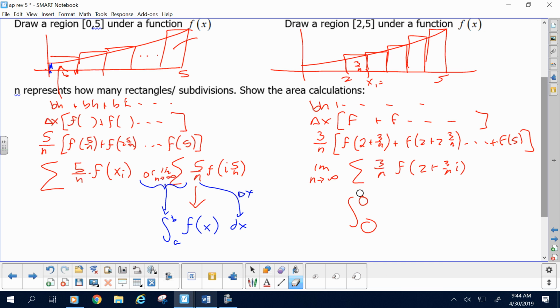So if I were writing the integral that's equivalent to this, I'd say, okay, I know it's 3 wide based on that, but the fact that it starts at 2 and is 3 wide means the limits go from 2 to 5. And then it's f of x dx. Now, let's practice that a little, shall we?